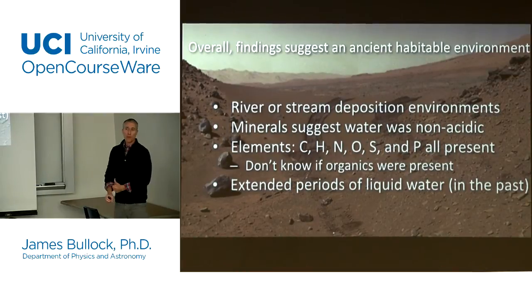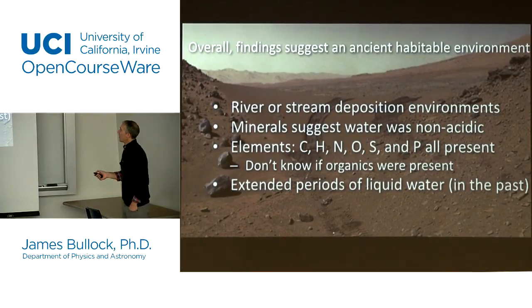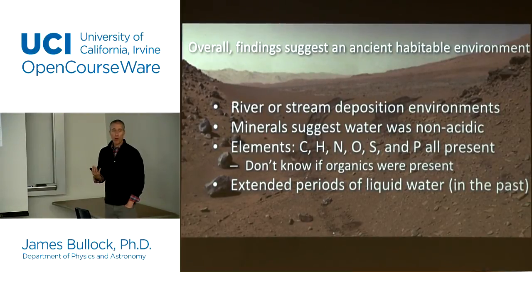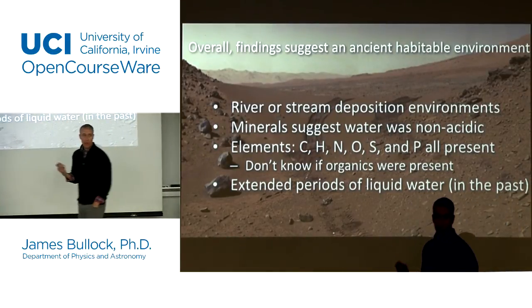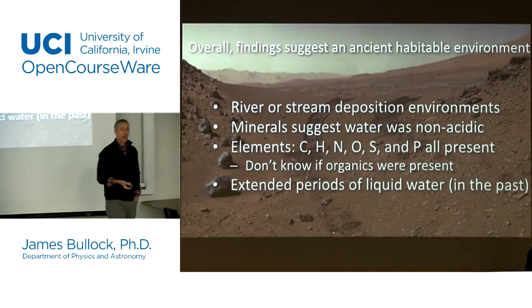Overall, so far what the rover has found is that, at least in ancient times, we're talking billions of years ago, Mars definitely had an environment that we would call habitable. It looks like there are river or stream deposition environments, so there was almost certainly liquid water flowing on the surface of Mars in the past.